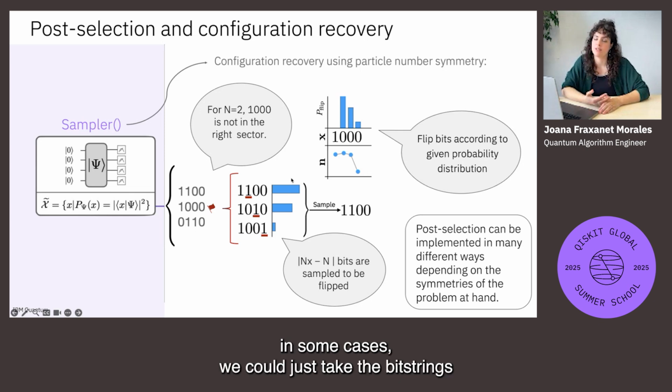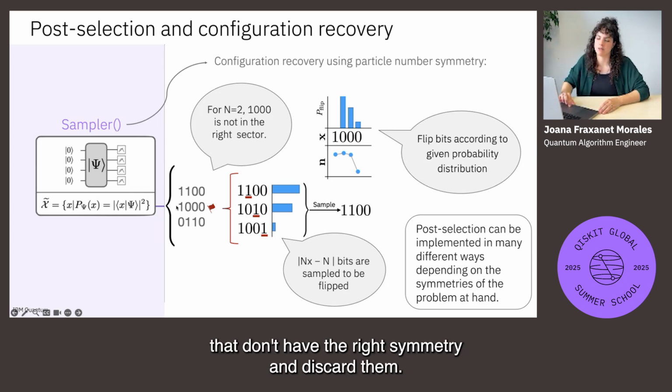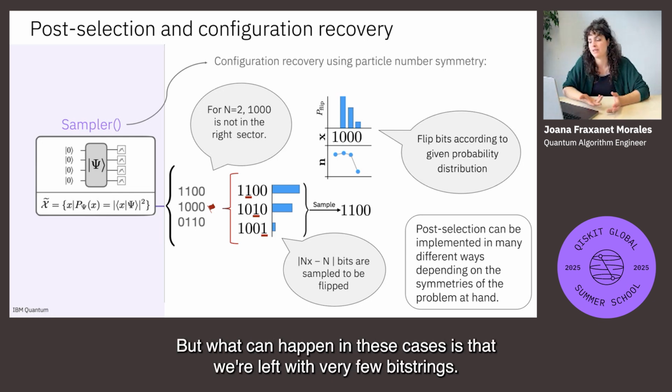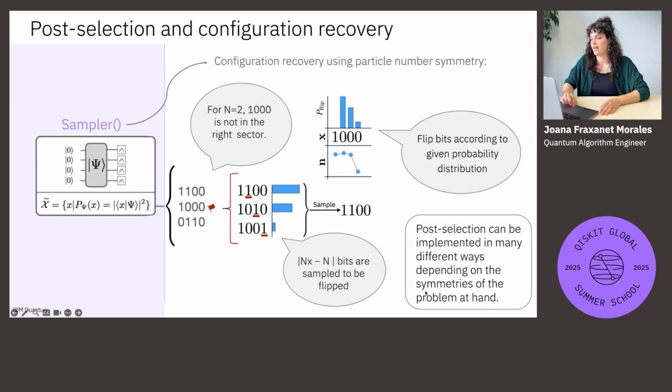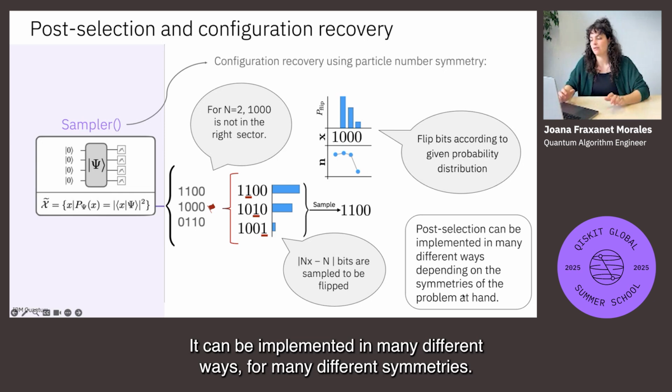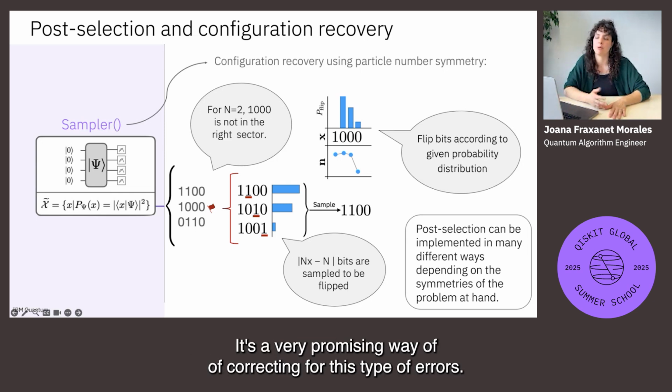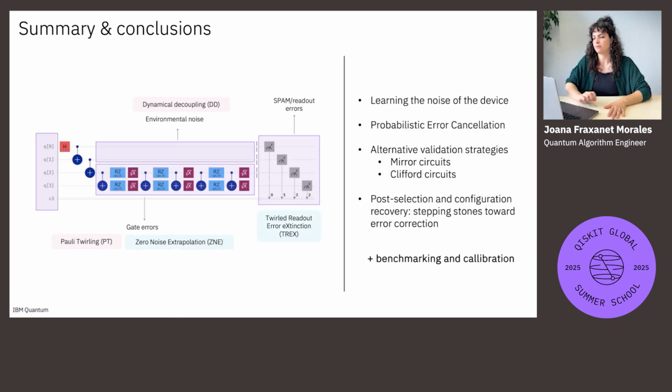For post-selection, in some cases, we just take the bit strings that don't have the right symmetry and we discard them. But what can happen in these cases is that we're left with very few bit strings. It can be implemented in many different ways for many different symmetries. And it's a very promising way of correcting for this type of errors.